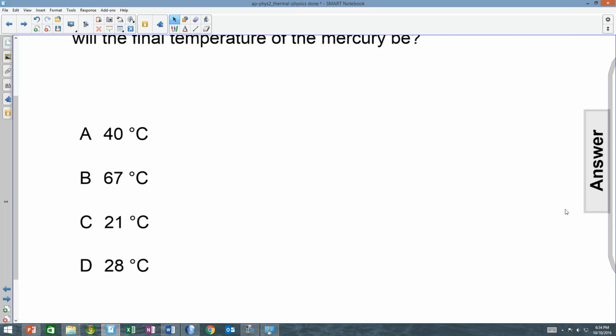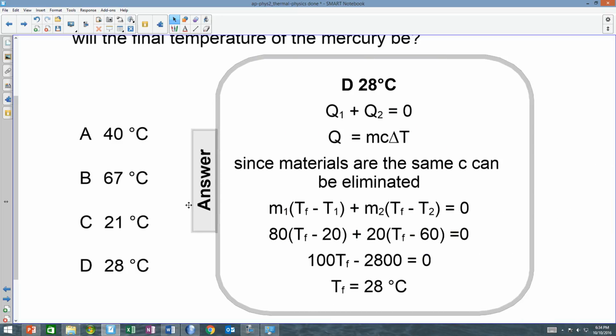Okay, so let's take a look at the solution. The correct answer is D, 28 degrees Celsius. The heat gained by one material plus the heat lost by the other has to equal 0. Substituting in your numbers, you should end up with a final temperature of 28 degrees Celsius.